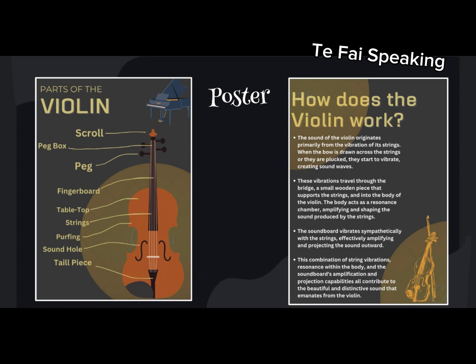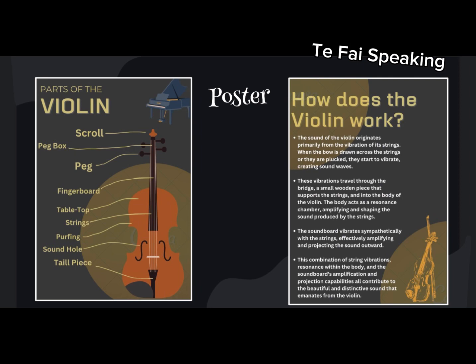The second poster represents how the violin works. First, the sound of the violin originates from the vibration of the strings. When the bow is drawn across the strings, they start to vibrate, creating sound waves. These vibrations travel through a small bridge, a small wooden piece that supports the strings, and it makes the body act as a resonance chamber, amplifying and shaping the sound produced by the strings.